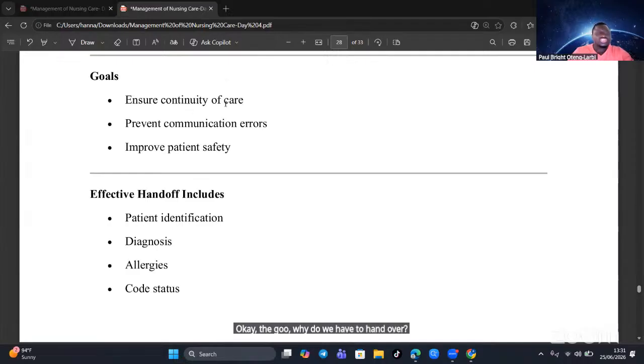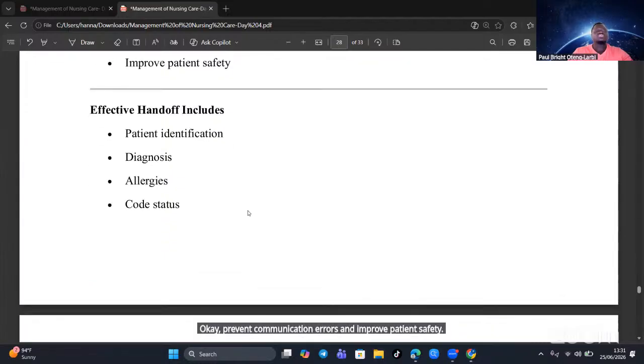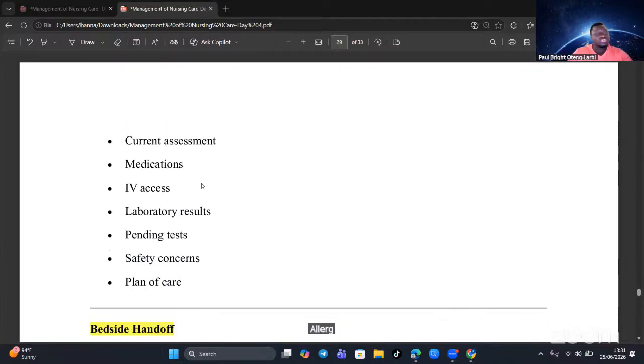Okay, the goal: why do we have to do handover? To ensure continuity of care. And remember, you are learning management in nursing, so you should ensure that this handoff and all these things we have learned, they do it. It also prevents communication errors and improves patient safety. Effective handover includes patient identification, diagnosis, allergies and code status, and all these things.